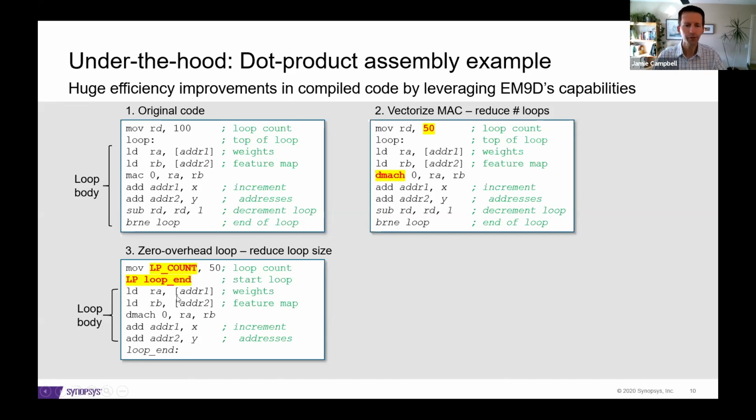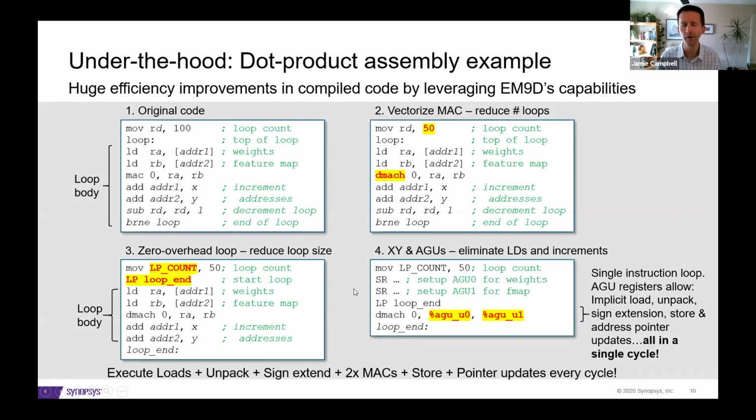Now let's look at the third optimization, which is probably the most important in terms of its effectiveness in improving our efficiency. Here we're going to bring in the XY and the AGUs. What the AGUs allow you to do is implicitly access your data. The AGUs are accessed through special registers that have side effects.